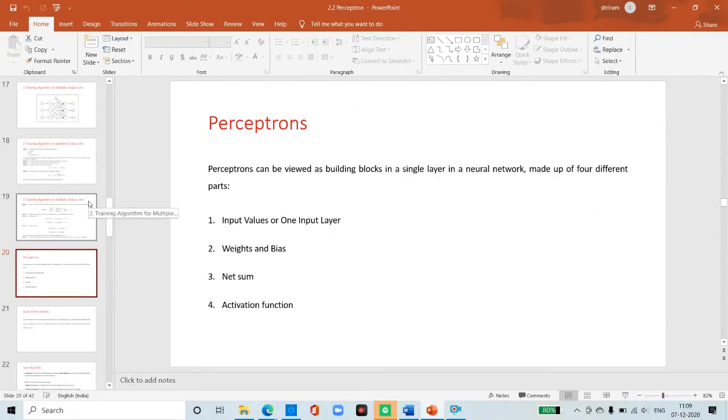A perceptron can be viewed as a building block in a single layer of a neural network, made up of four different parts. The first part is the input values or input layer. The second is the weights and the biases. The third is the net sum, which calculates the net input sum, and the fourth part is the activation function.